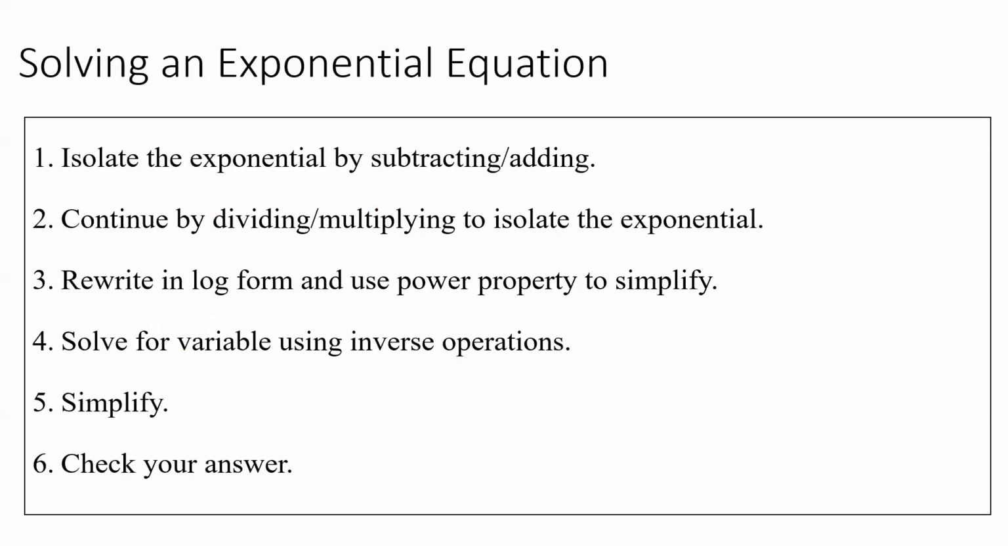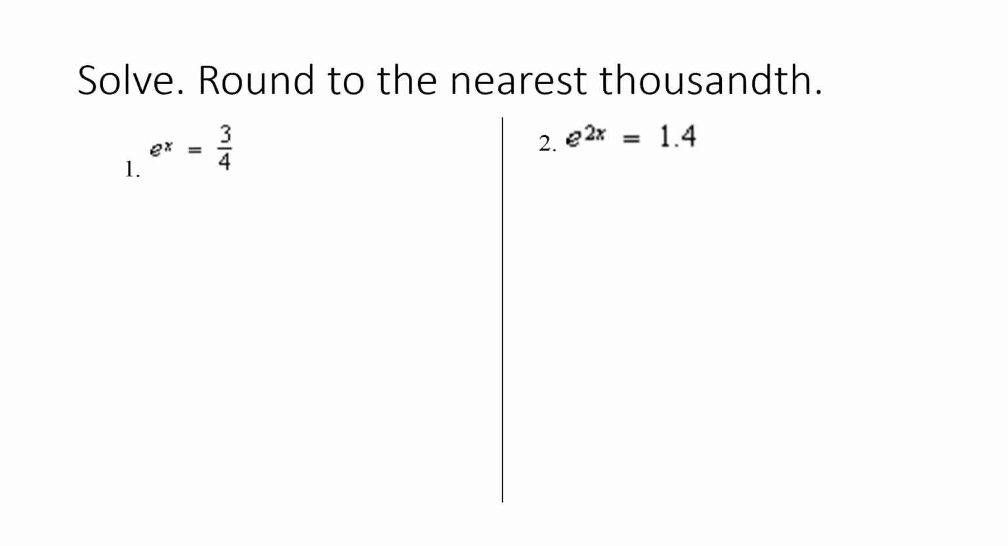So the first thing you want to do is isolate the exponential by subtracting and adding. Then if I need to continue, I'm going to divide or multiply to isolate the exponential. Three, you're going to rewrite in log form and use power property to simplify. And then four, we're going to solve for the variable using inverse operation, aka using the natural log. Okay, and we're going to simplify. And again, if I ever feel like I'm not correct, what should I do? Check myself, right?